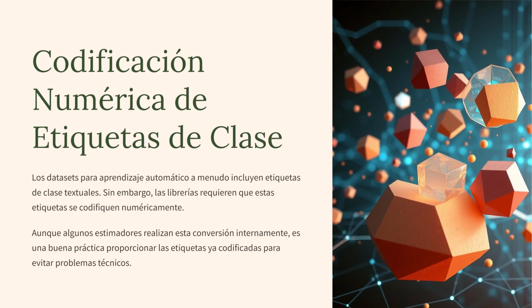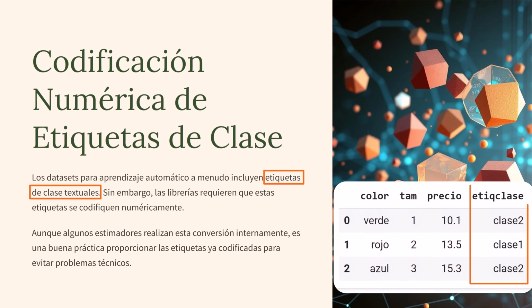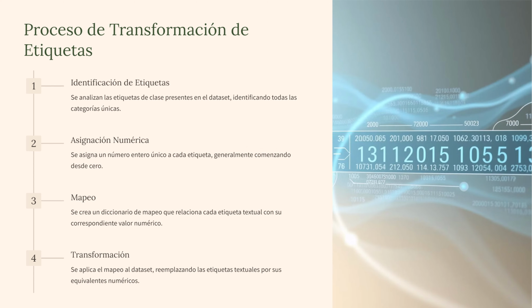Many datasets prepared for use in machine learning libraries may include class labels, especially for supervised learning tasks. But most of these libraries, as we have mentioned, require these labels to be encoded as numeric values. Most estimators used for classification in scikit-learn already handle converting class labels to integers internally, but it is considered good practice to provide class labels already as integers to avoid technical issues.